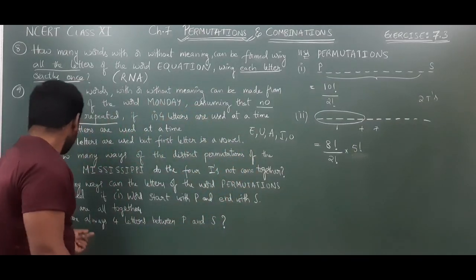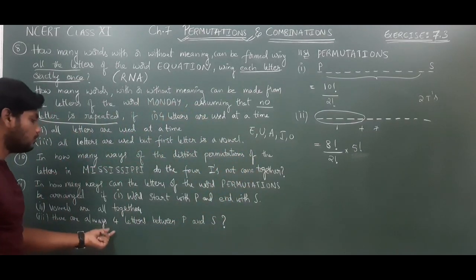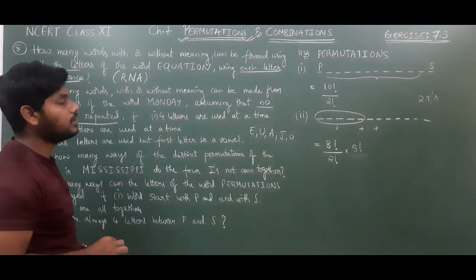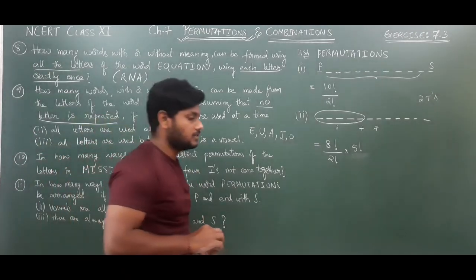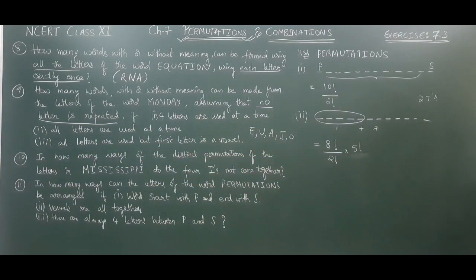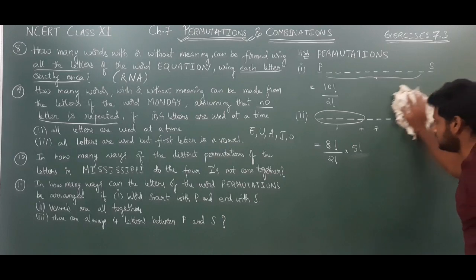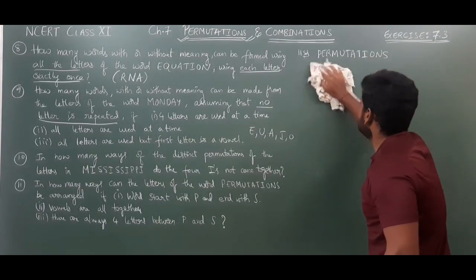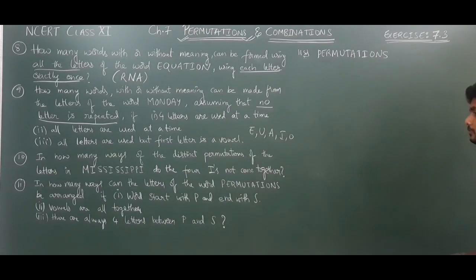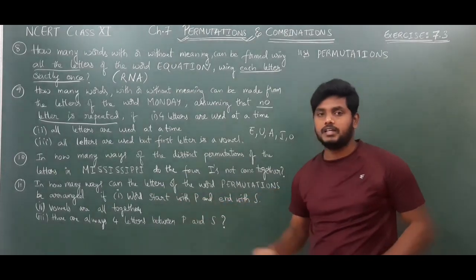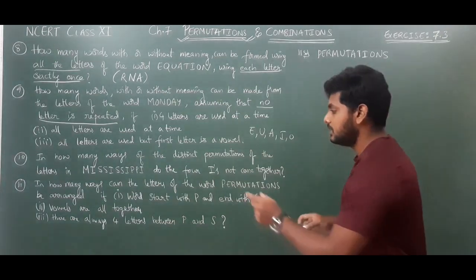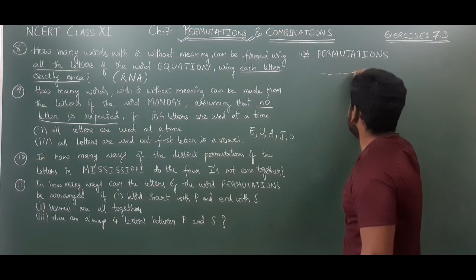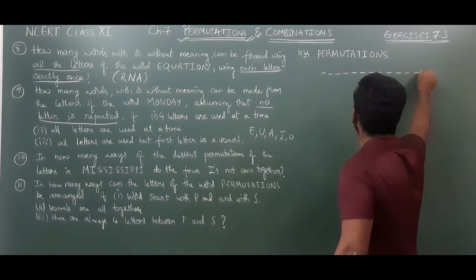Next. There are always 4 letters between P and S. This is a tricky question. Actually, many will make mistakes in this part only. So this question is very important. Many times this question is asked in examinations for 3 marks. Remember, there are always 4 letters between P and S. 1, 2, 3, 4, 5, 6, 7, 8, 9, 10, 11, 12.